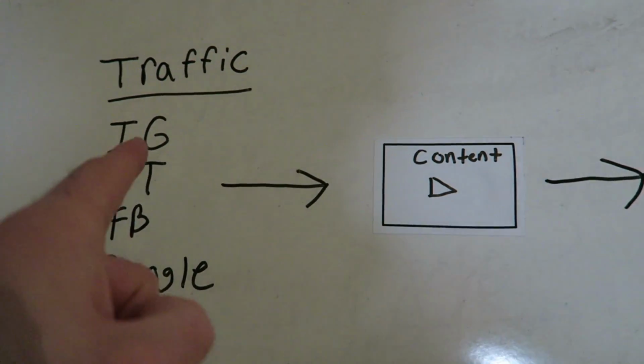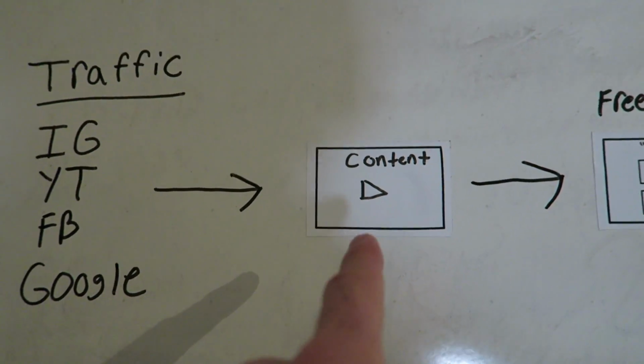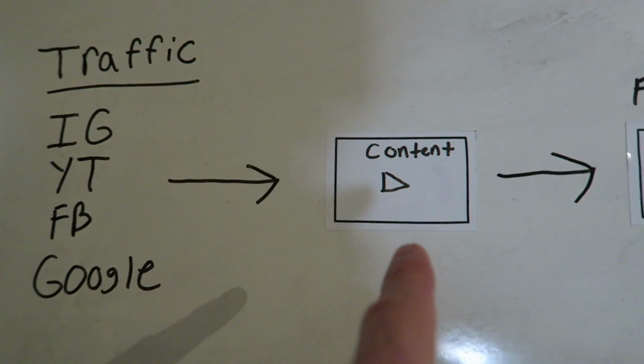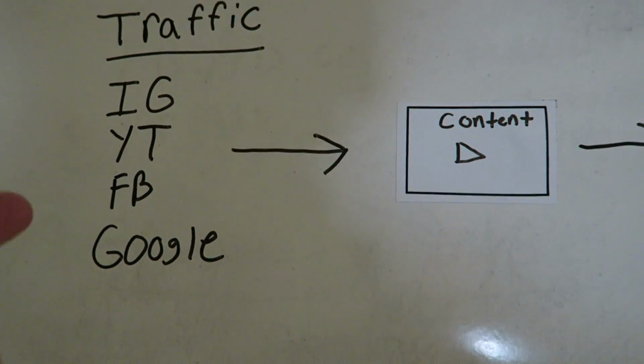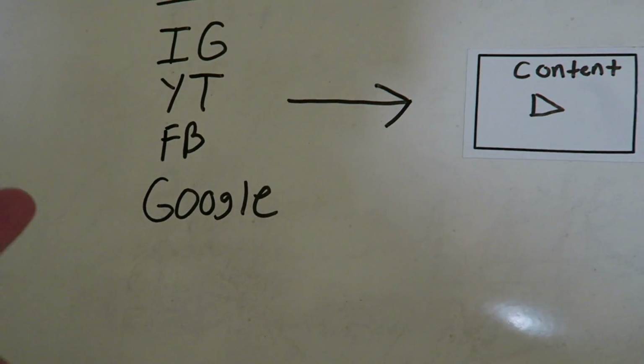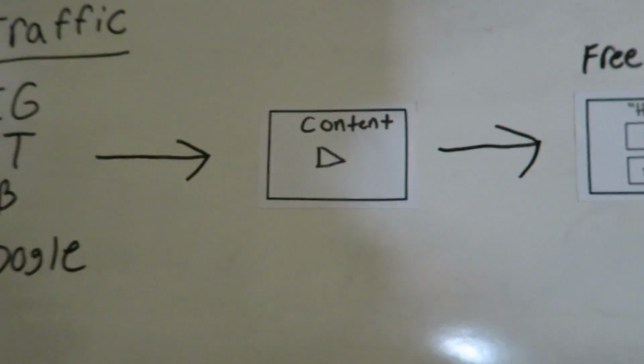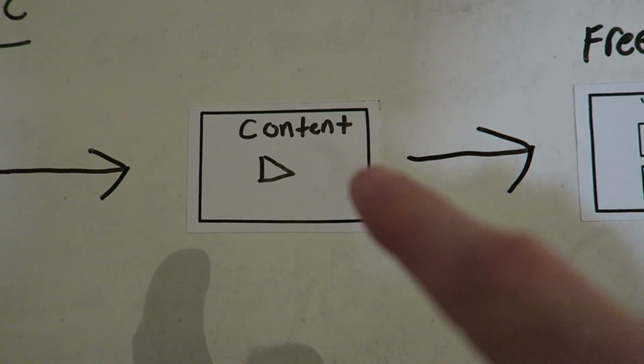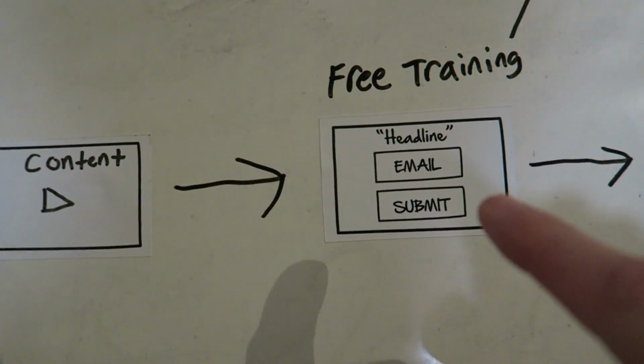So if you had Instagram, maybe that piece of content is a picture or a video. If it's YouTube, it's obviously going to be a video. If it's Facebook, it could be video, image. Google, we're probably talking about blog posts, right? All of them work. Now, once we have this piece of content in place, it's going to go to the next step of the funnel.